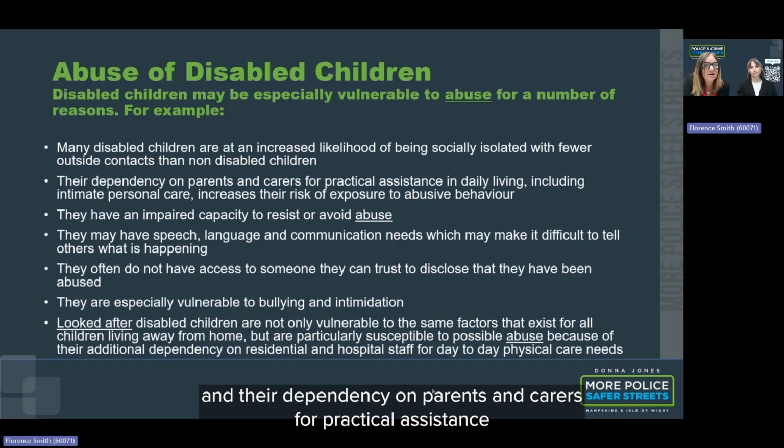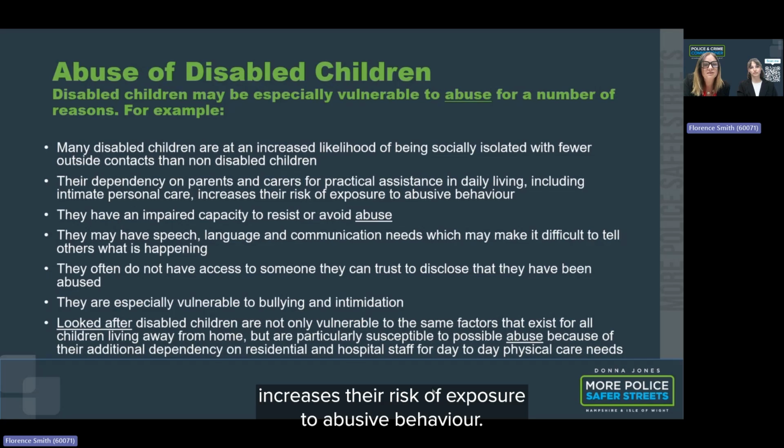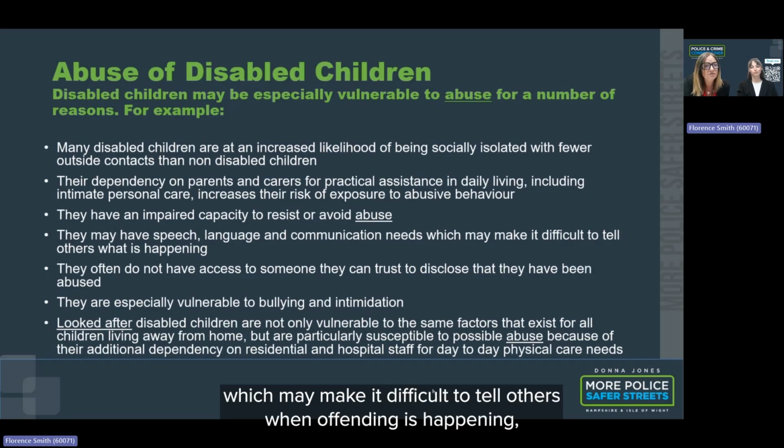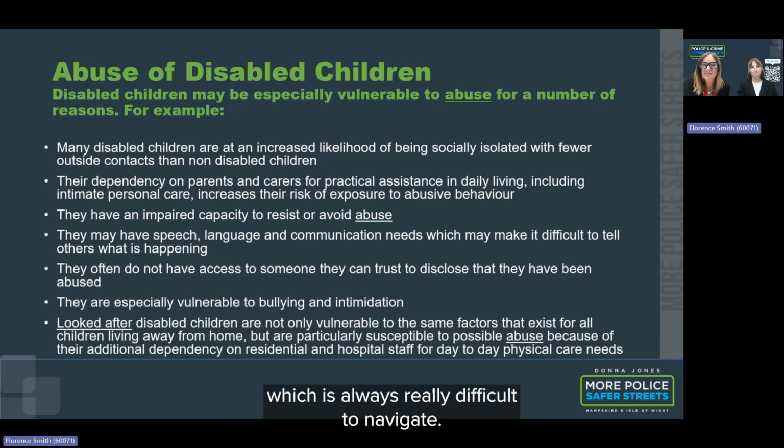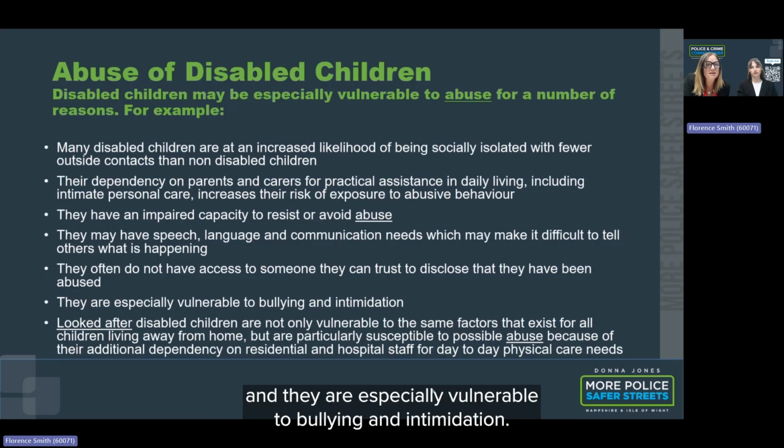Their dependency on parents and carers for practical assistance in daily living, including intimate personal care, increases their risk of exposure to abusive behaviour. They have an impaired capacity to resist or avoid abuse. They may have speech, language, and communication needs, which may make it difficult to tell others when offending is happening, which is always really difficult to navigate. They often do not have access to someone they can trust to disclose that they have been abused, and they are especially vulnerable to bullying and intimidation.